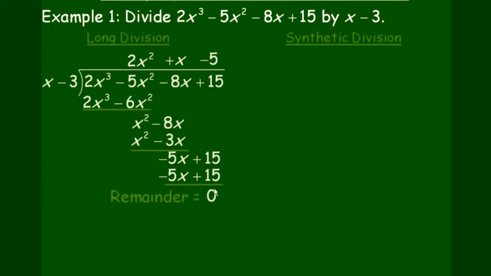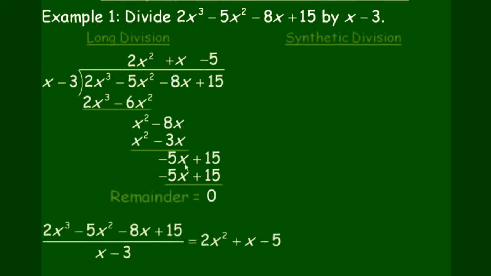And so the division statement would look like this. We divided this cubic polynomial, a third degree polynomial, by x minus 3, and our answer, our quotient, is 2x squared plus x minus 5. There is no remainder here, or the remainder is 0, so we don't have to worry about including a remainder here.